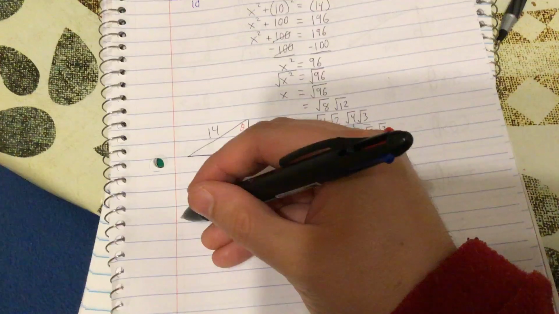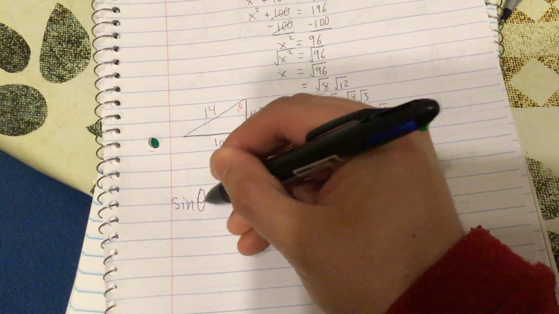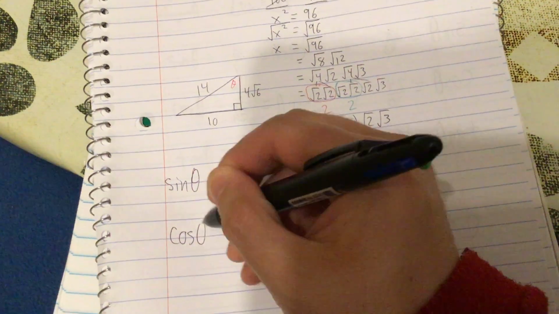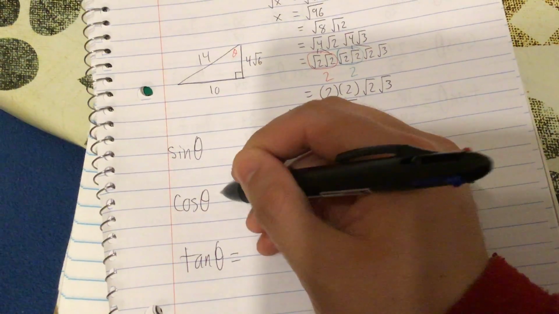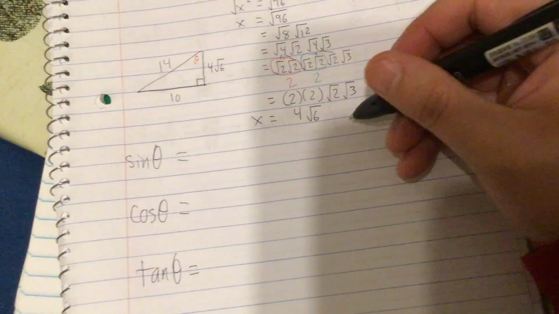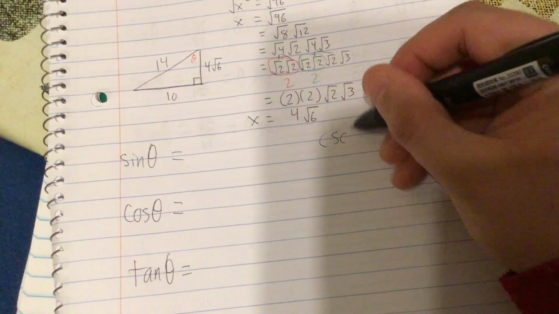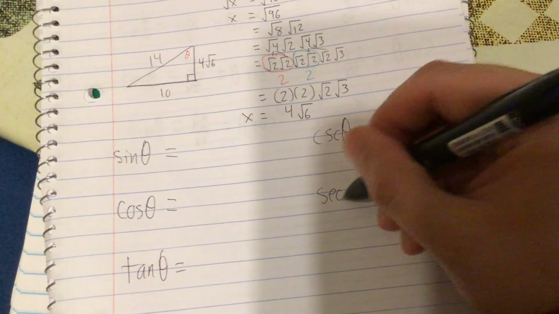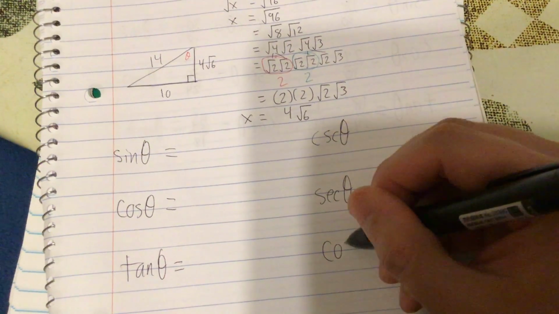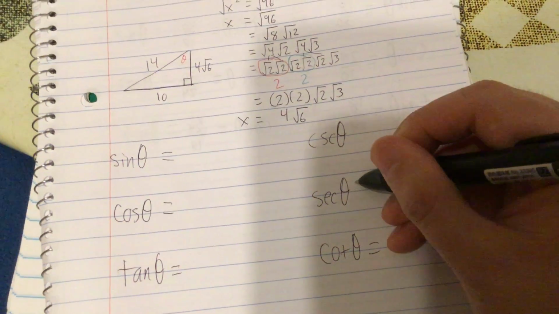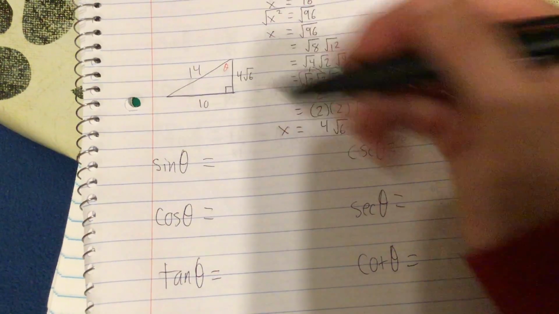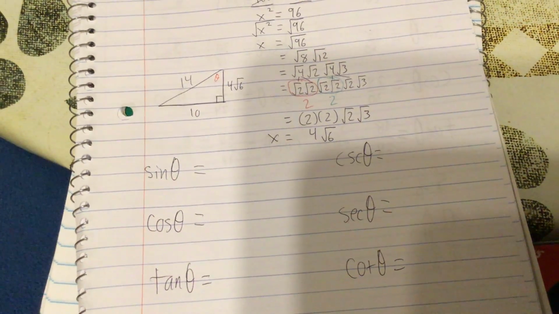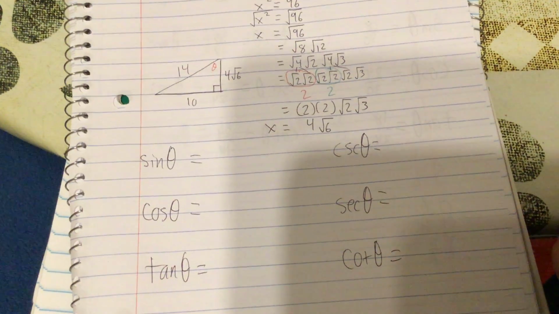So let's do sine of theta, cosine of theta, tangent of theta. Cosecant of theta, secant of theta, cotangent of theta. So let's look at this theta. What is my opposite over hypotenuse ratio?